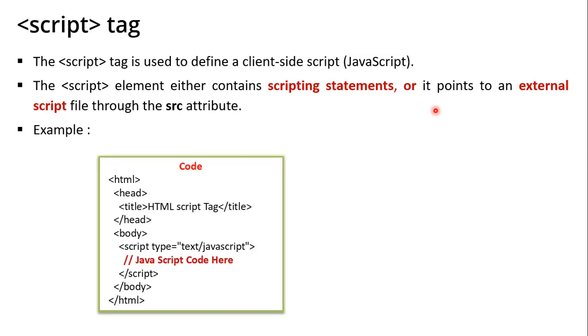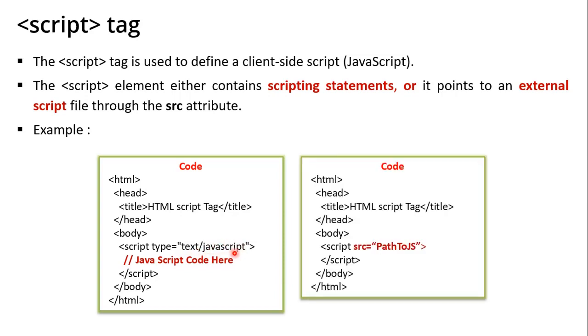For example, see here we have an HTML code. So HTML start and end, we have a head. In head we have the title. Now in body we are using the script tag. In the script tag we are using type equal to text/javascript. Okay, and here we have JavaScript code. Directly we can use, as I have explained, the script element either contains scripting statements. So we can directly write scripting statements in a script tag.